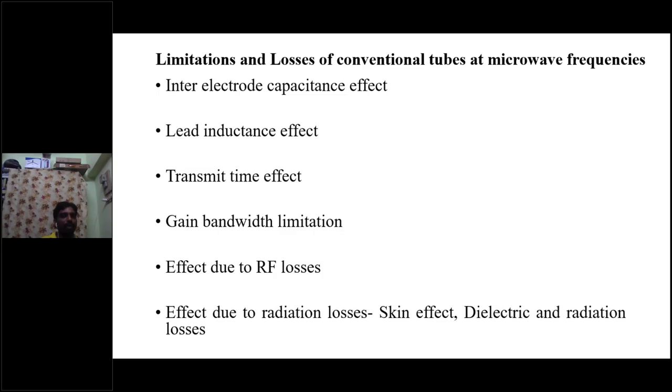Next, another important parameter is gain bandwidth, how much bandwidth is there, and this is a gain-bandwidth product limitation, which can be evaluated as one of the limitations.